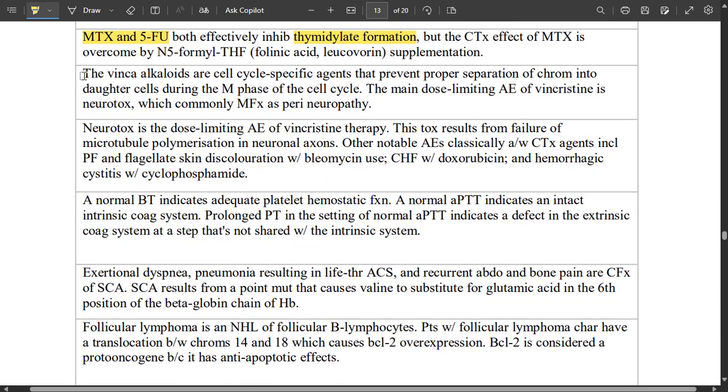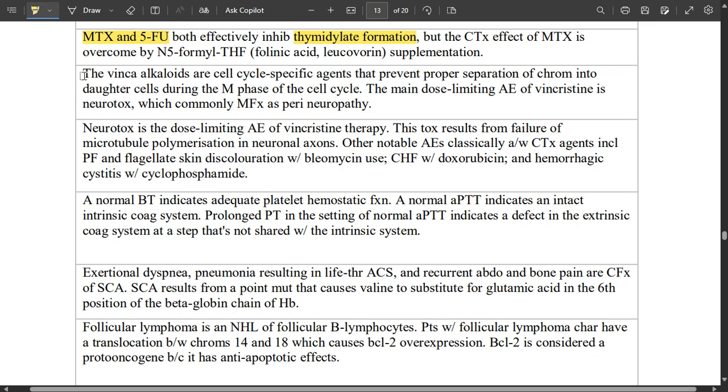Okay, the vinca alkaloids. Vinca alkaloids are cell cycle specific agents that prevent proper separation of chromosomes into daughter cells during the M phase of the cell cycle. In metaphase, the sister chromatids have to separate and move towards the respective centrioles. But vinca alkaloid stabilizes it, and therefore it does not move towards the opposite poles, and anaphase does not occur.